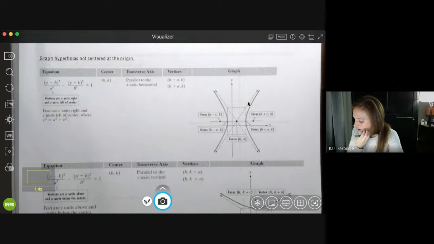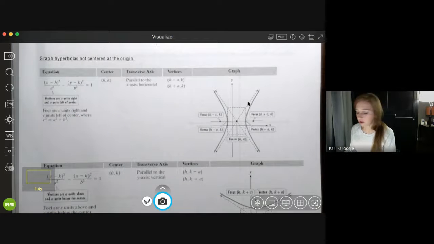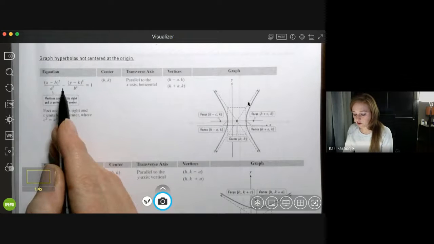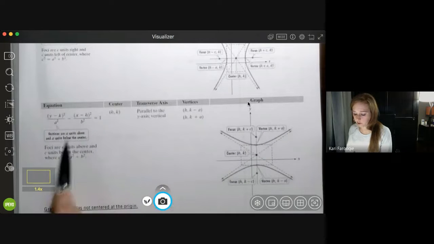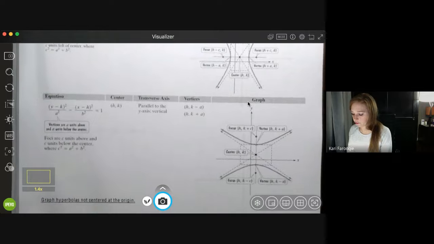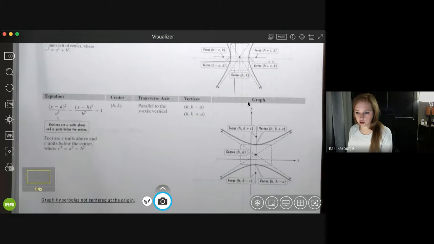Obviously, the equations for your asymptotes will change because you're not dealing with a center at the origin anymore. So we're going to talk about how this will affect your asymptotes. But other than that, everything is going to be the same. We're just going to be shifting it around, depending on those values of h and k. So we're going to have this form of the equation if we have a horizontal transverse axis, and then we'll have this one if we have a vertical transverse axis. Everything else, foci still follow this equation, totally the same.